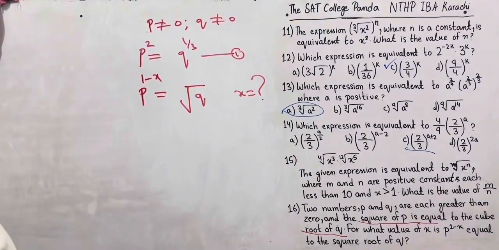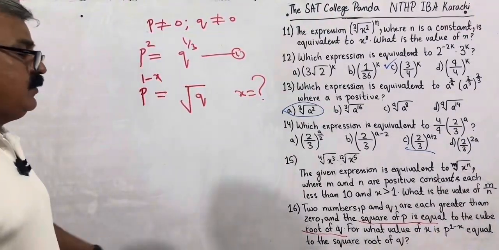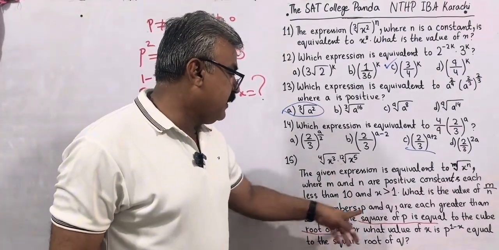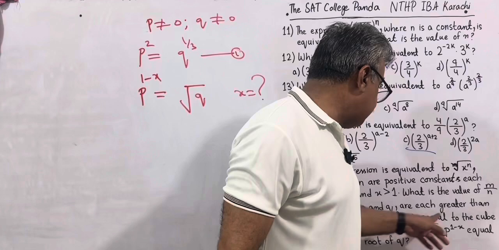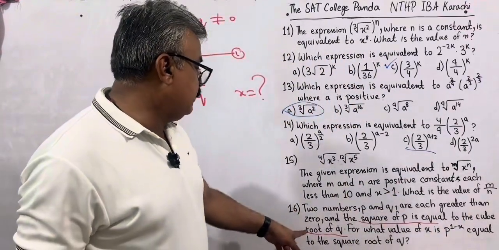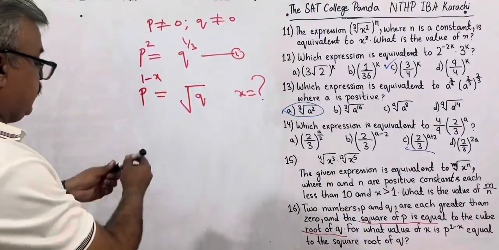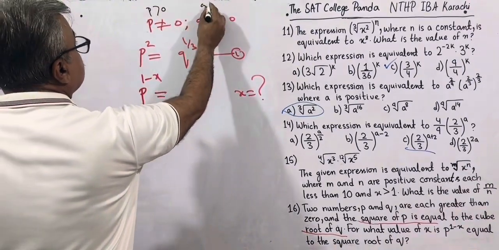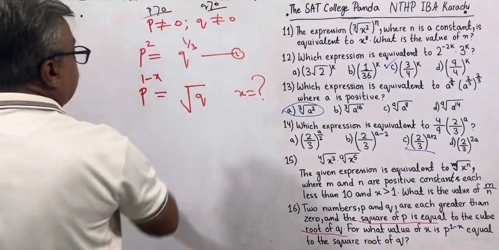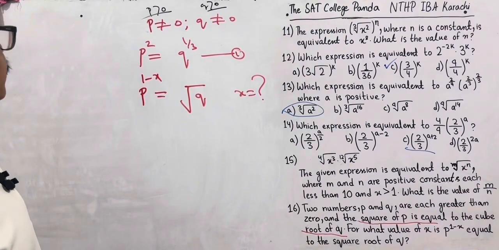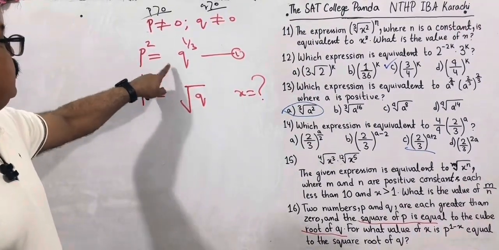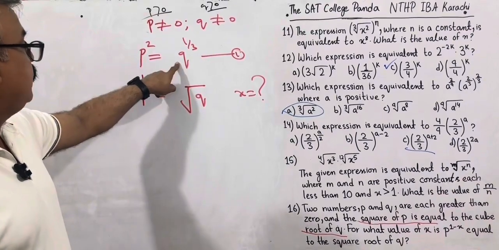Again, what we have been given: P and Q are two non-zero numbers, each greater than 0. Greater than 0 means both are positive. P is greater than 0 as well as Q is greater than 0. And number one, the square of P is equal to the cube root of Q.